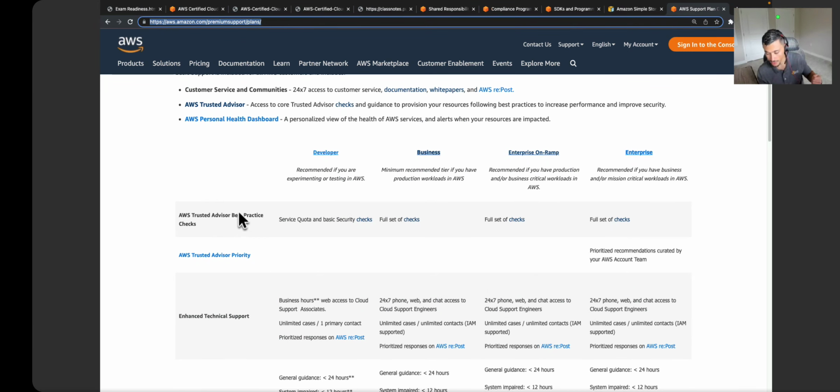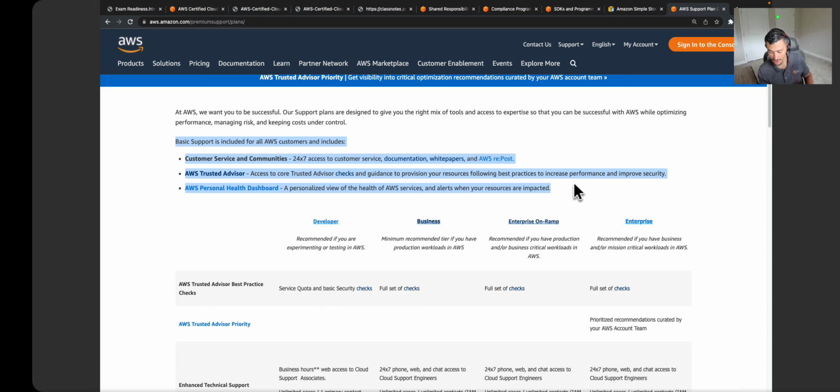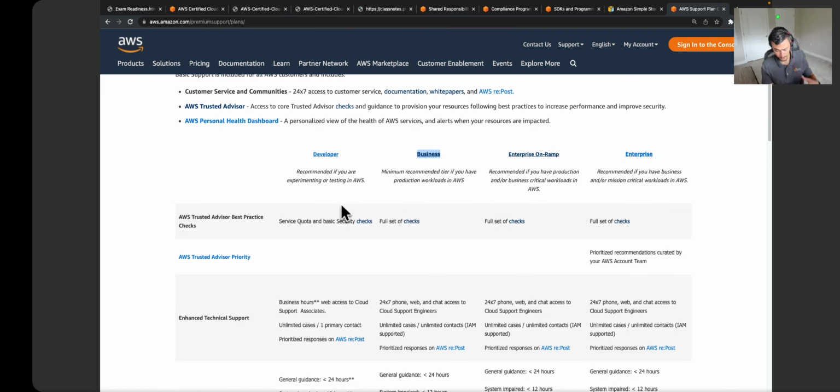And you need to be aware of the differences between the basic plan. So the basic plan is explained up here. And then the developer plan, the business plan, and the enterprise plan. Just disregard the enterprise on-ramp plan. This is more of a specialized, customized plan for a different type of use case. But know the differences between the 4 of them shown there, right?